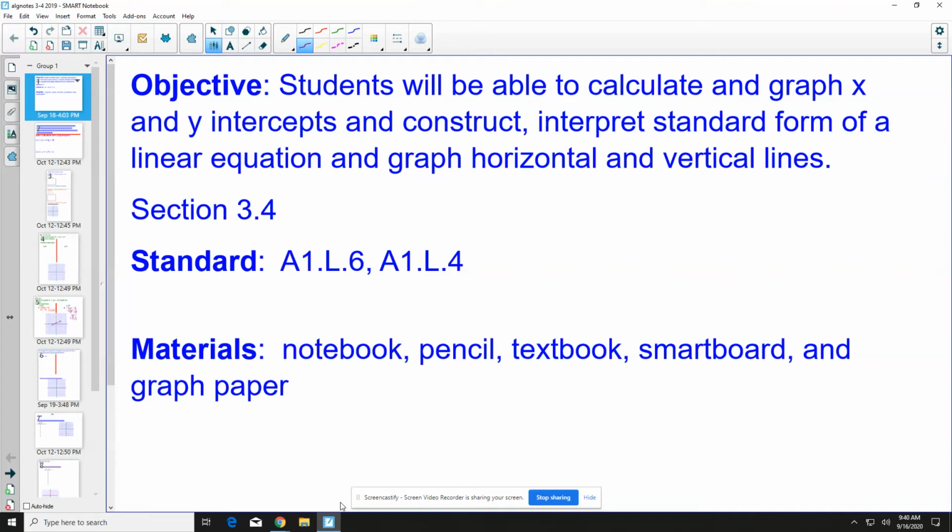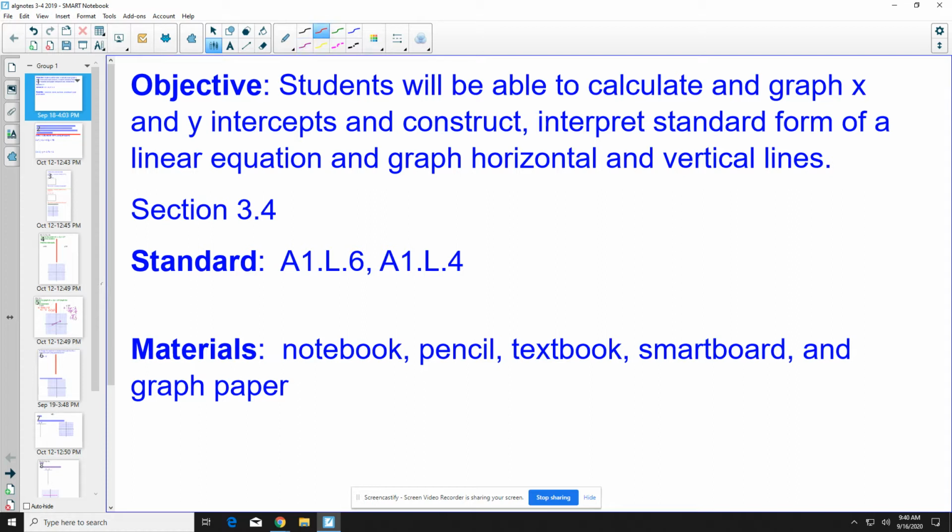Good morning, algebra students. Today we're going to learn how to calculate and graph x and y intercepts and construct standard form of a linear equation and graph horizontal and vertical lines. So we have a lot to learn today.